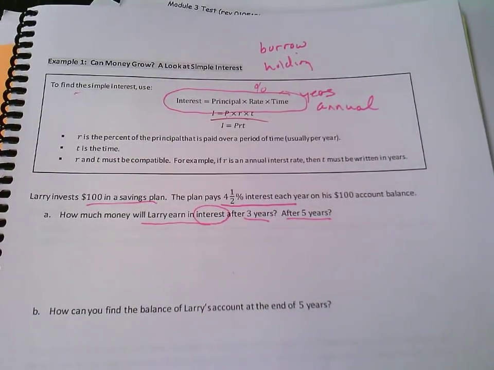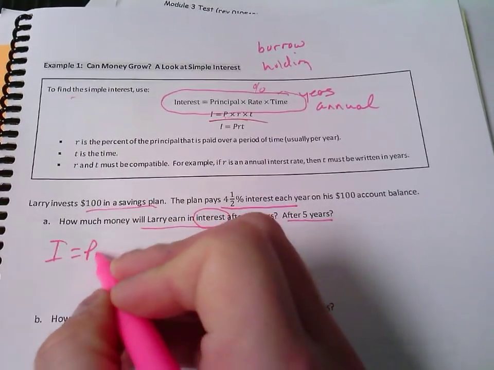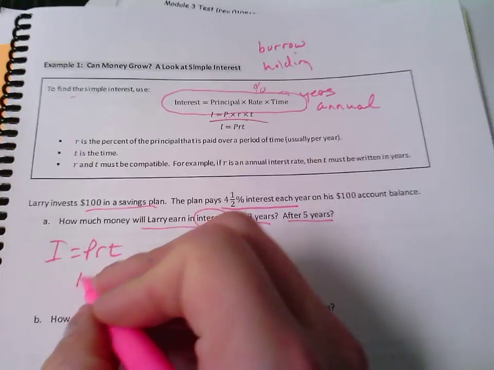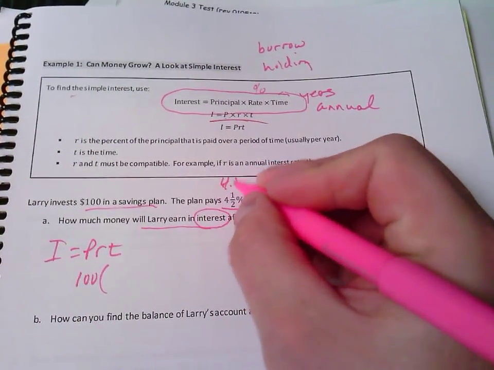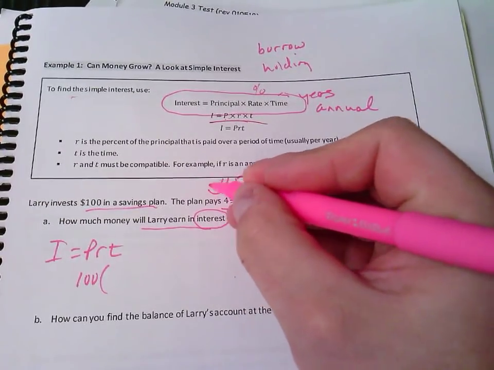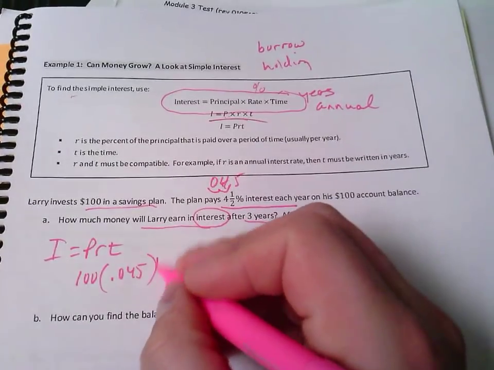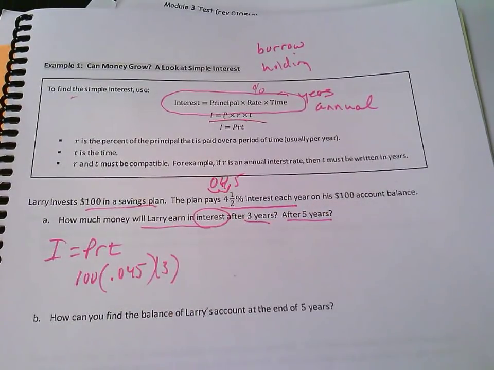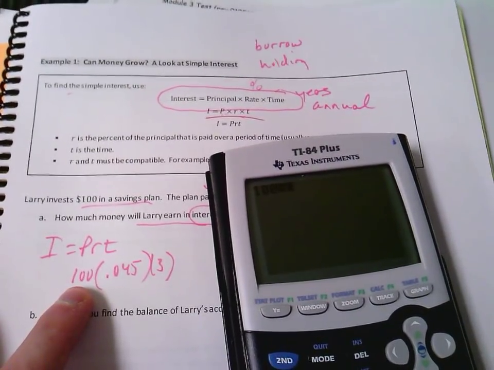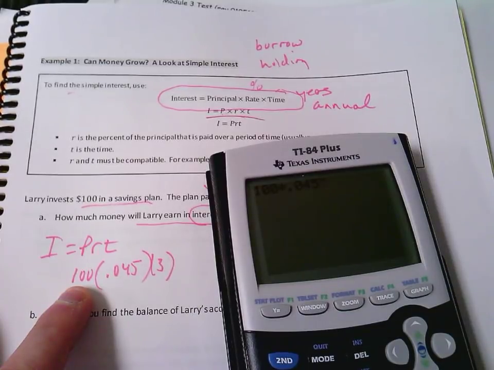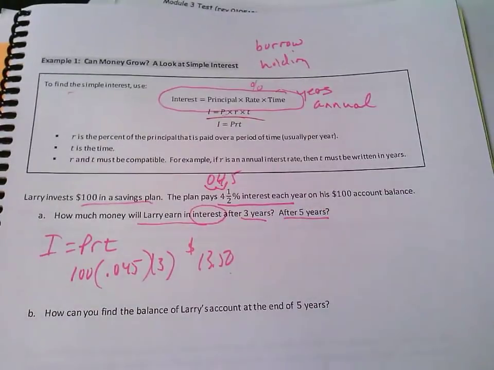All right, so let's do after 3 years. So here's how the formula works. I equals PRT. You take the principal, that's the initial amount, 100, times the rate. So this is really 4.5%. Move the decimal point 2 places, it gives us 0.045. And then you multiply times 3. Take your calculator and punch that in and check my math. 100 times 0.045 times 3. And I get $13.50. And that's at the end of 3 years.